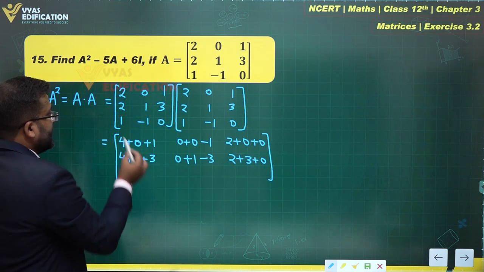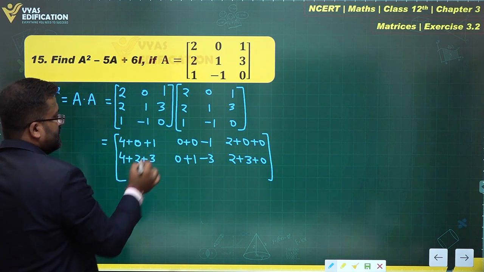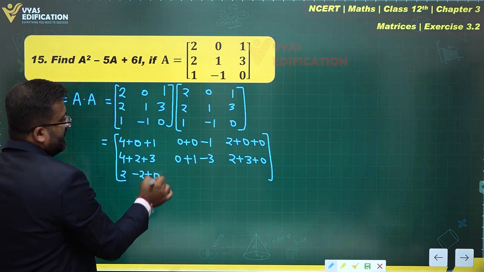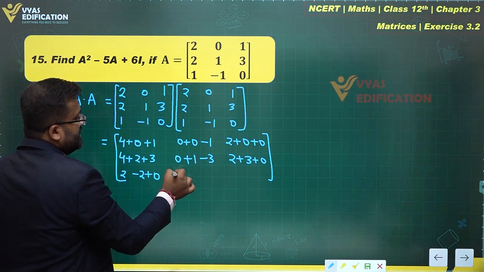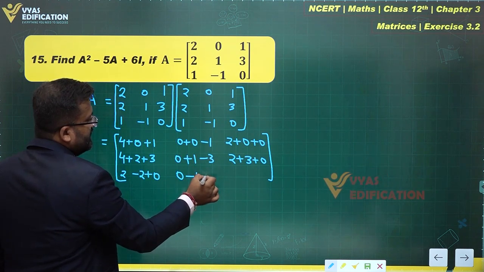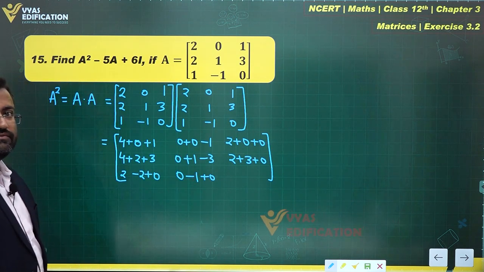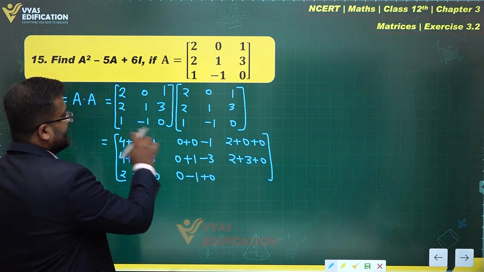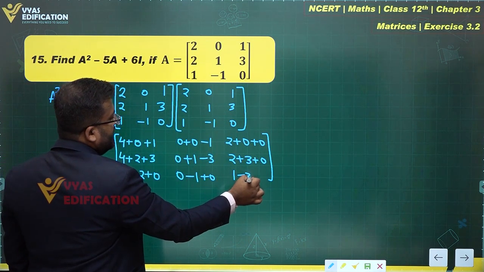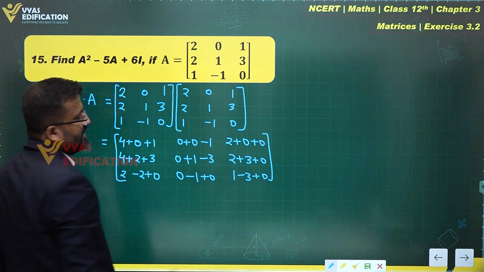What next? The third row gets multiplied with this. 1 times 2 is 2, minus 1 times this is minus 2, plus 0. What next? 1 times 0 is 0, minus 1, and 0 times 1 is 0. This is what you have. Next, this row gets multiplied with this column. 1 times 1 is 1, minus 3, and plus 0. That's what you have.